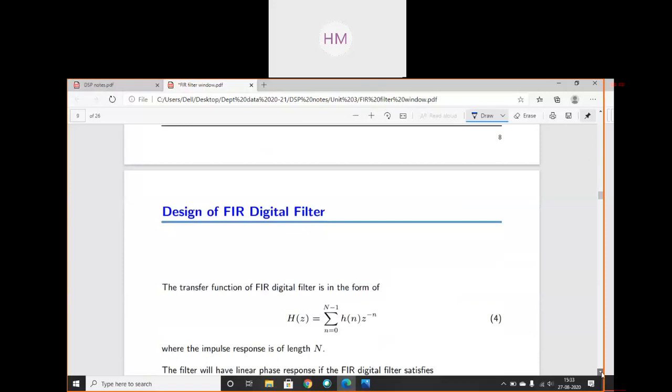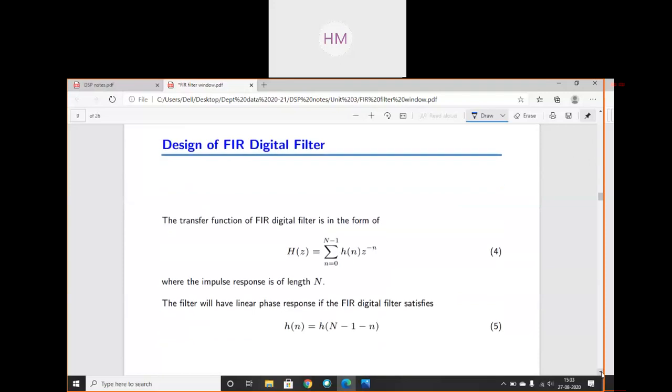So now we will start with designing of FIR digital filter. Now you have to write it in your copies. These equations are very important to simplify, and we will simplify one numerical also based on the concept of linearity.